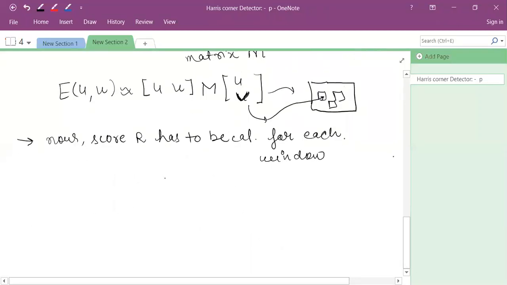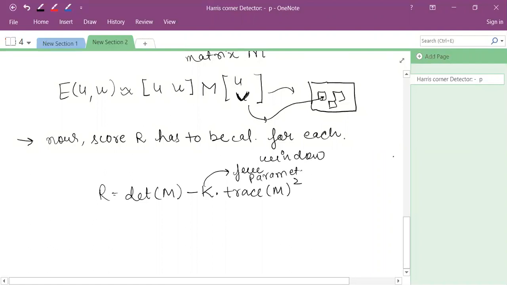So how can we calculate the R score? The R score will be calculated by the determinant of the matrix M minus K times the trace of M, the whole squared, where K is called the free parameter of the Harris detector. By default, the value is 0.04.